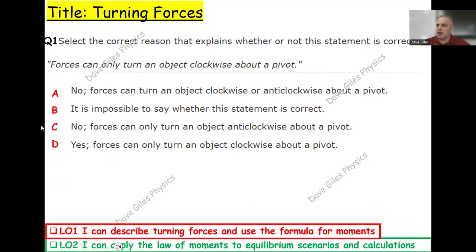So I'm going to start from the bottom. Yes, force can only turn an object clockwise. Well, that's not true, because it can also turn them anti-clockwise. No, force can only turn an object anti-clockwise. That's also not true, because it can turn them clockwise or anti-clockwise. It's impossible to say. Well, that is not true, because we can say it's false. No, forces can turn an object clockwise or anti-clockwise about the pivot. The answer is A.